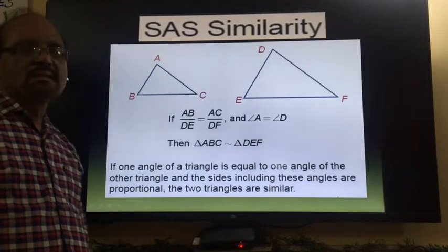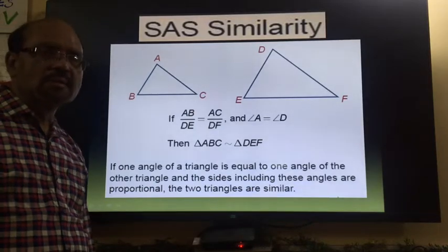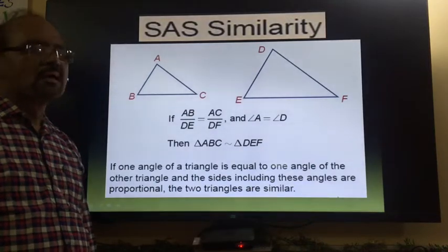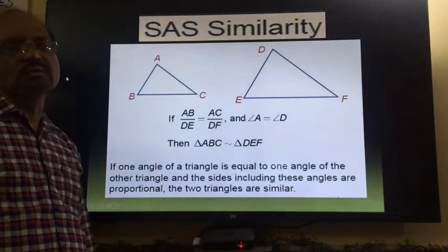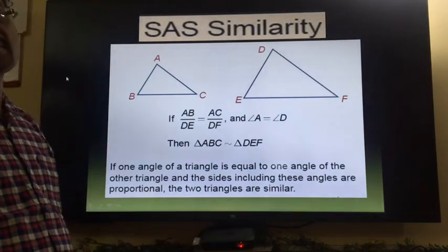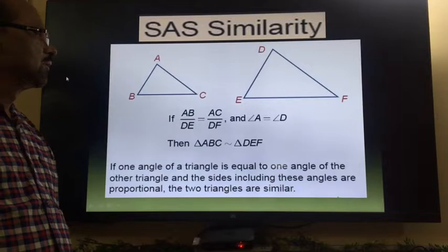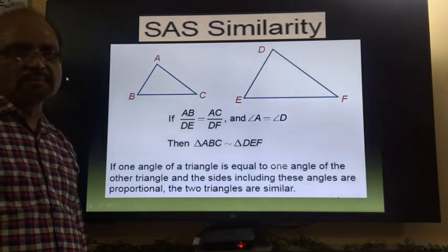And second is, if all three sides are proportional, then the triangles will be similar. And the third thing is, if two sides and the included angle are proportional, then the triangles will be similar.